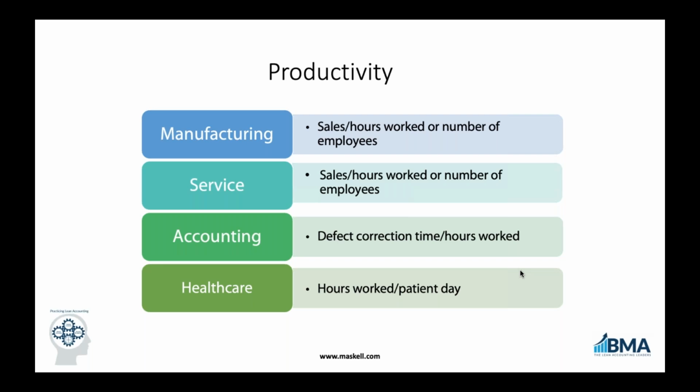So let's talk about productivity, manufacturing, sales, relative to the hours worked or number of employees. So for each unit of people resource, which is the most important resource that we have in our organizations, what is the dollars of sales that are produced? The same thing for manufacturing or service. There are other ways to look at that as well. In accounting, we could look at how much of my time do I spend correcting issues versus doing work that is done first time correctly, and then for healthcare, for example, how many hours worked per patient day.